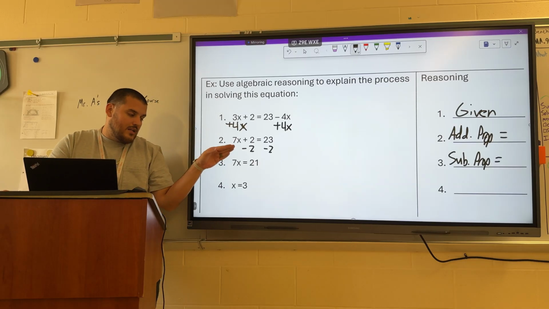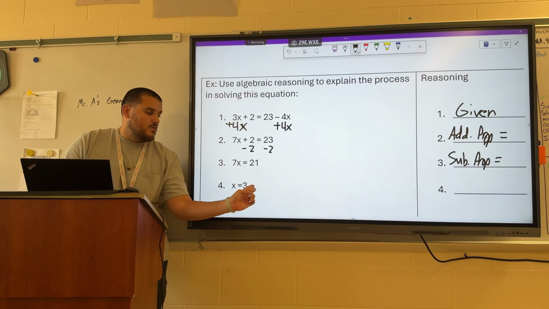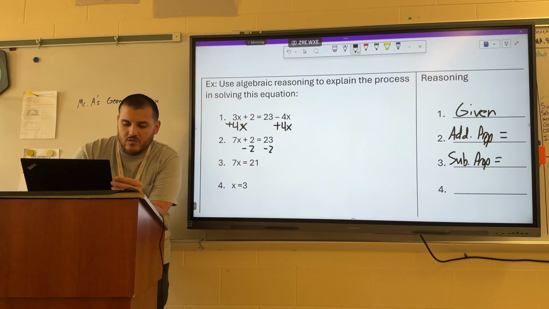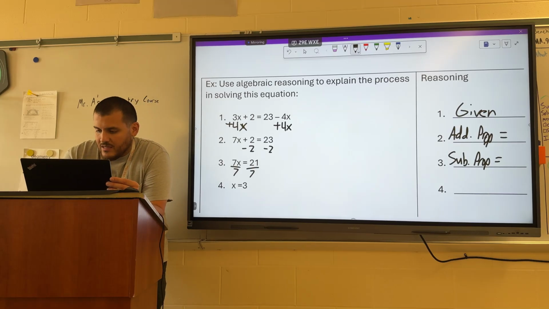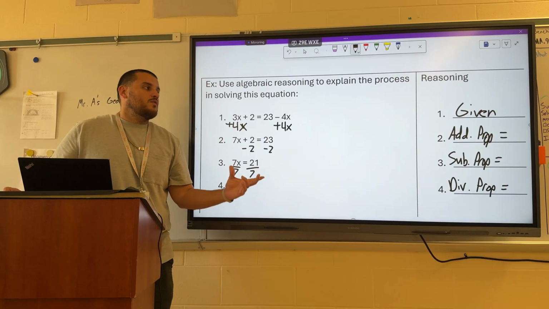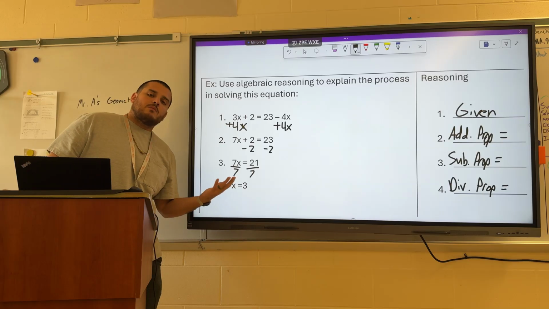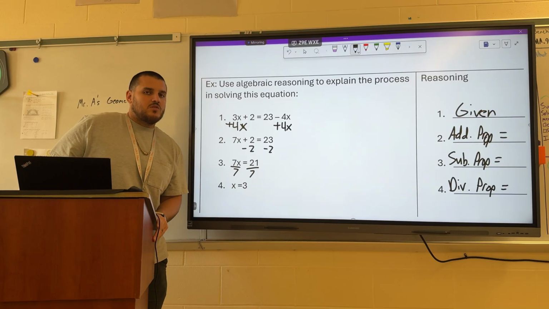And then it brings us to our last statement, where x equals 3. The reason it equals 3 is because we moved this 7 to the other side of the equal sign by dividing both sides by 7. That is our division property of equality. So again, an algebra proof is formally explaining why every step of the way is true, leading to our solution to a problem.